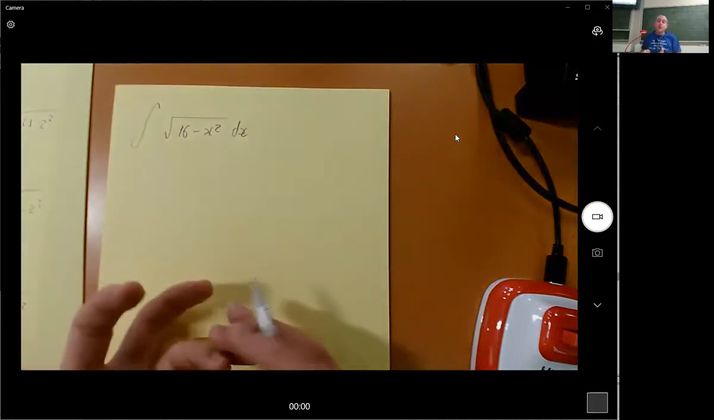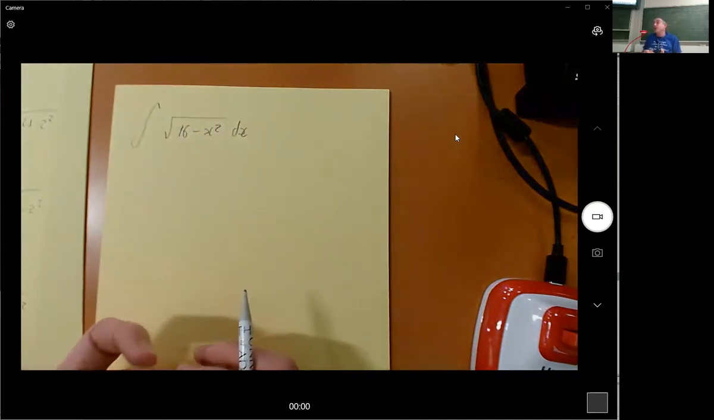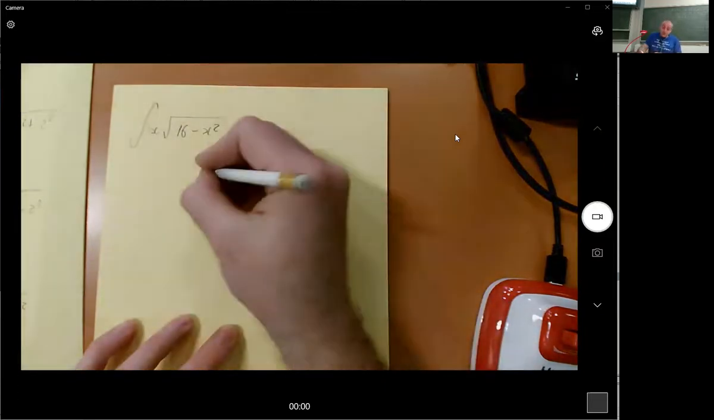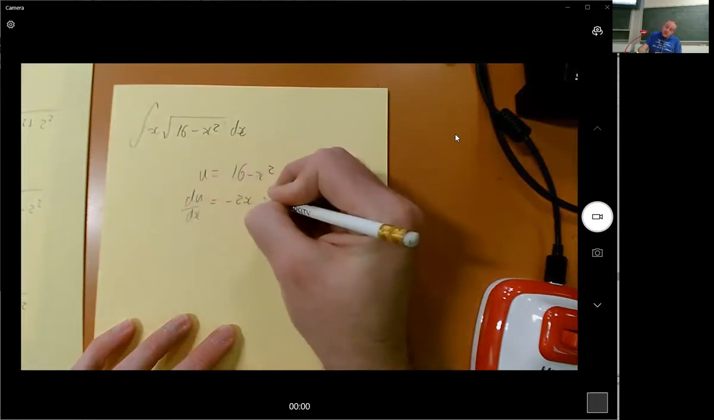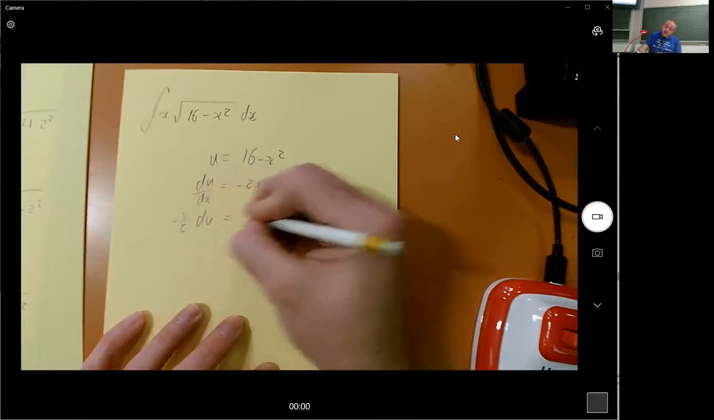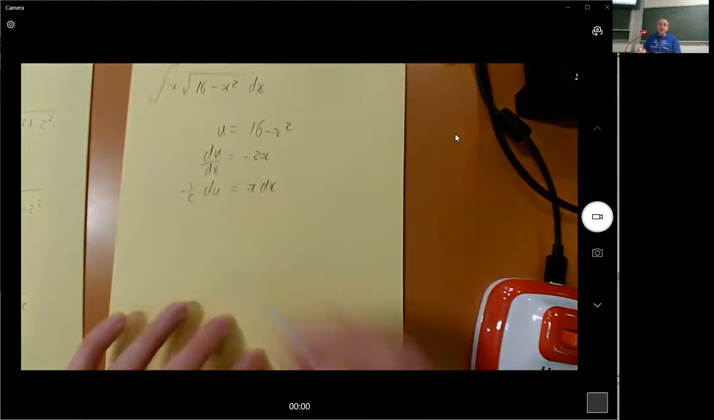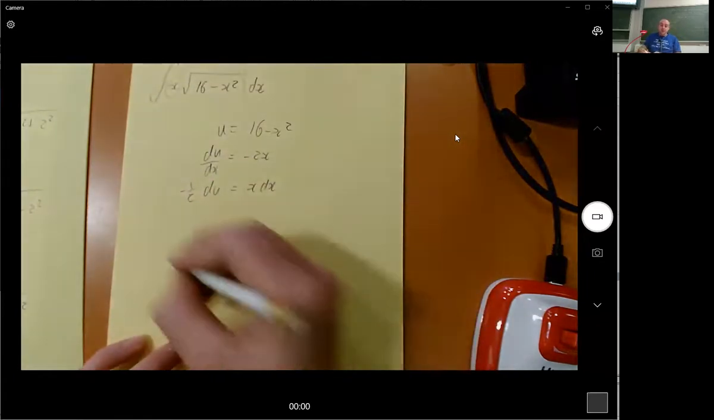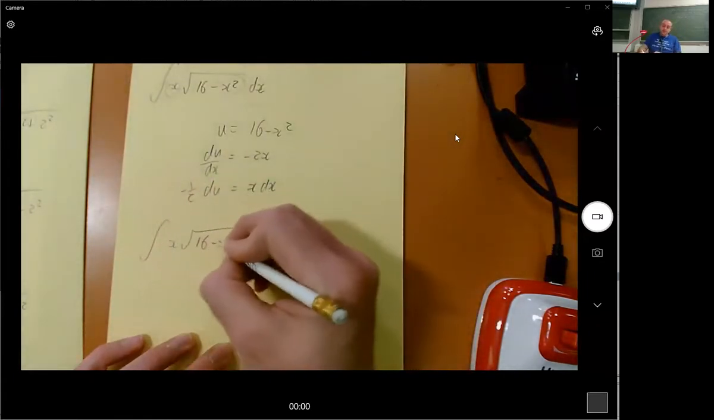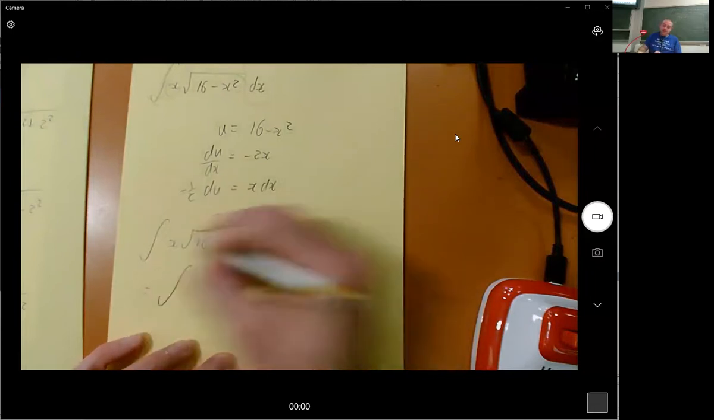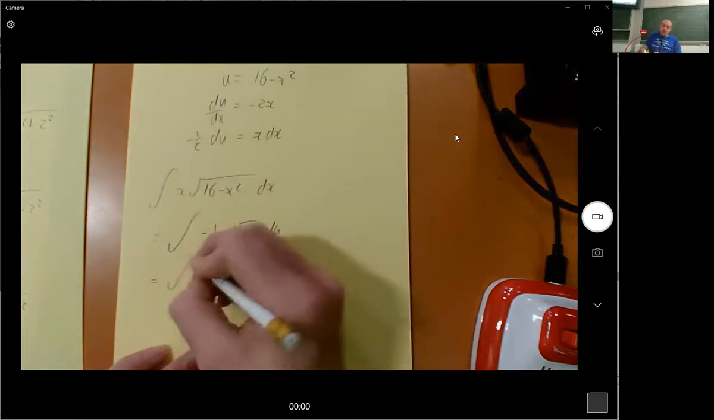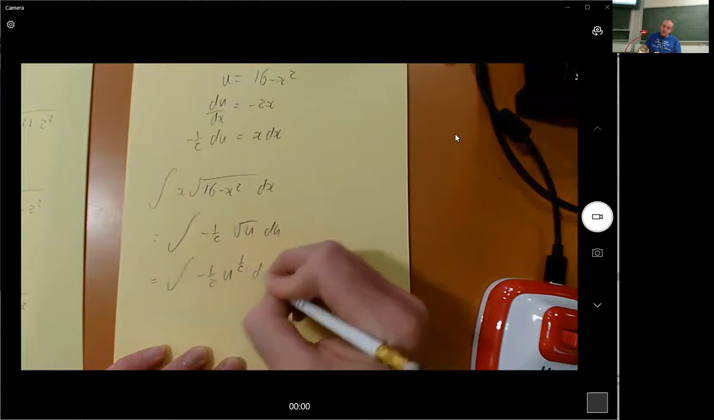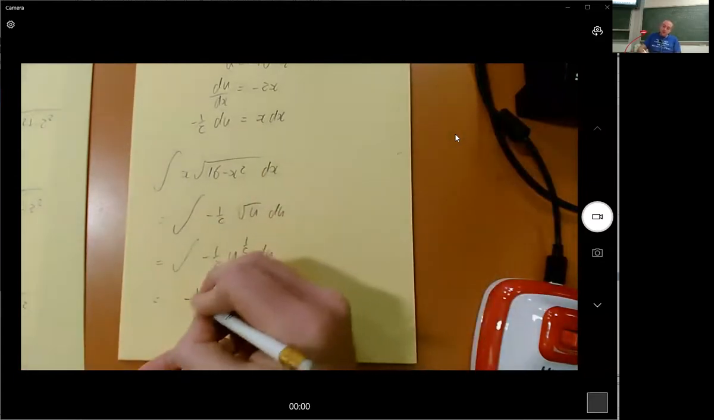So I'm not going to be able to do this with ordinary substitution, but that's the first thing you should check. Because if it was this, then I would do u equals 16 minus x squared, du on dx is minus 2x. And so minus a half of du is x dx. And that x dx becomes minus a half of du, that becomes a u, and so I get, and that I can do because it's a power. So the minus a half will still be there because it's multiplied on.